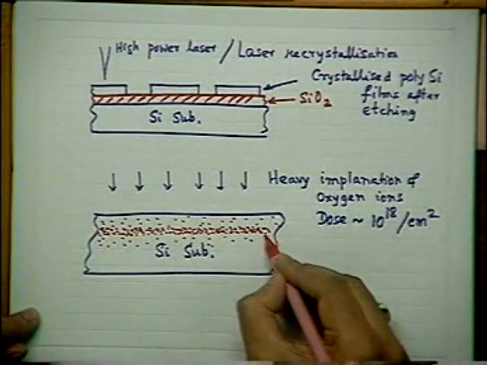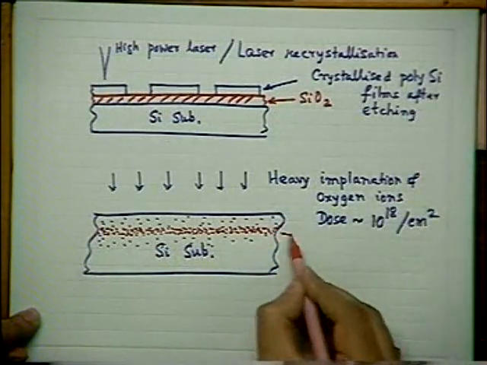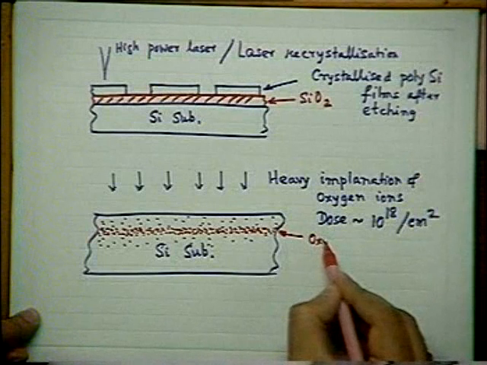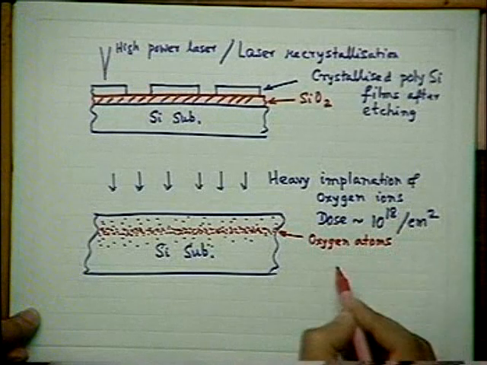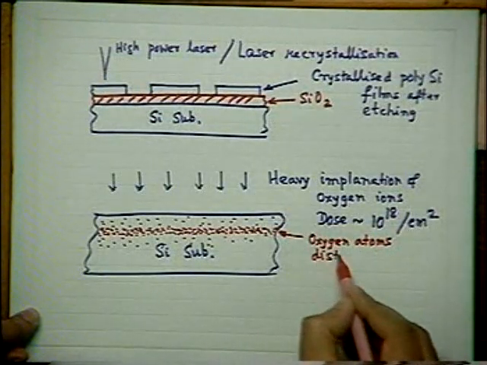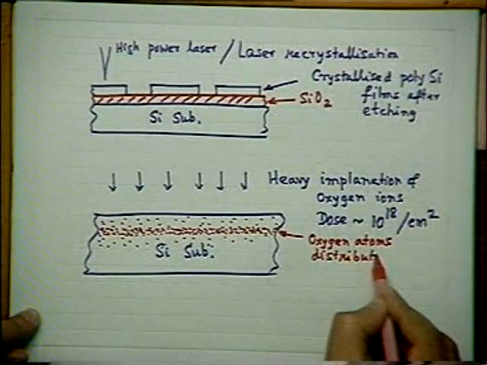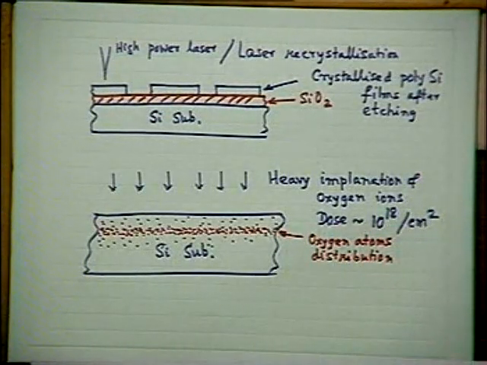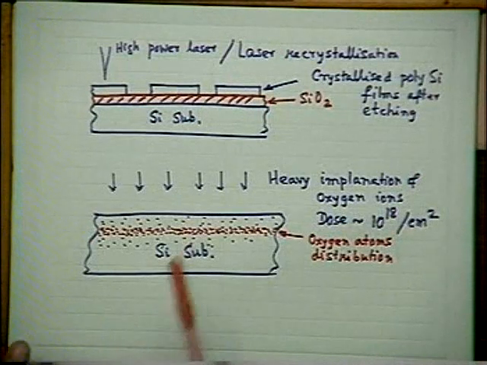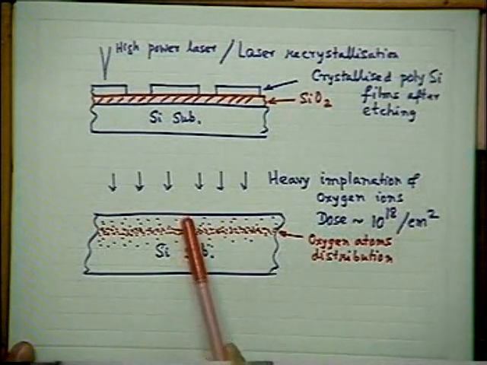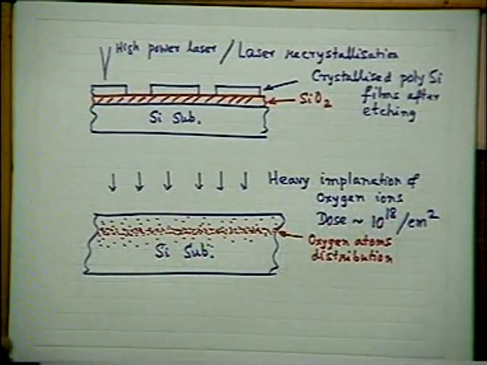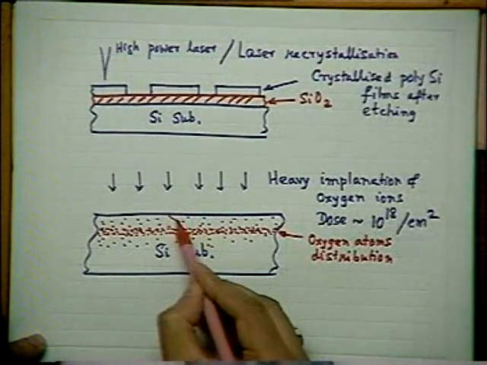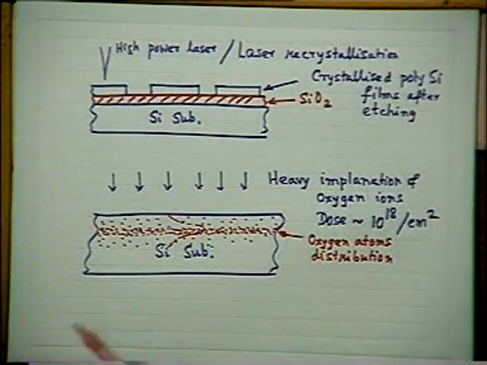Like this. This is the oxygen atoms distribution. You remember the typical distribution in ion implantation: the peak of the distribution is not at the surface, rather a little bit deeper, whereas at the surface the concentration is reduced. It is something like this. So if I draw it like this, the distribution will be something like this. That is a typical distribution in ion implantation.